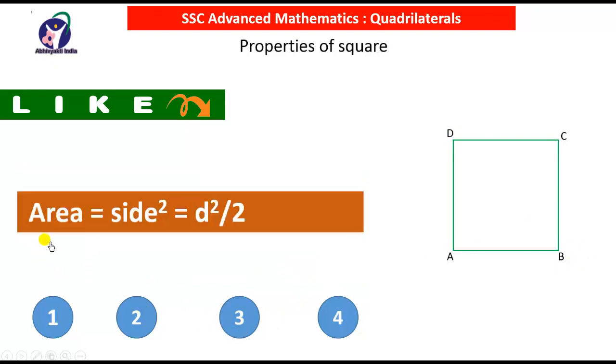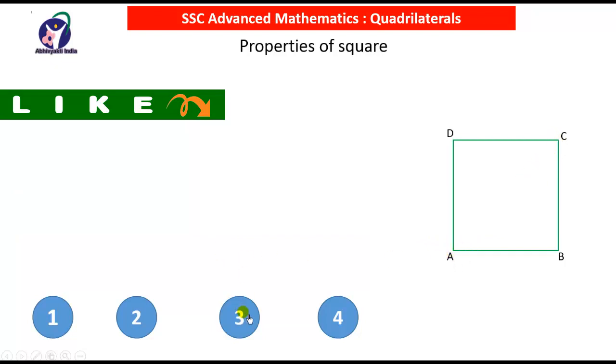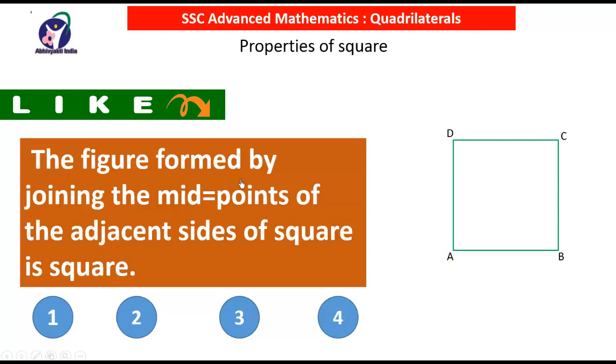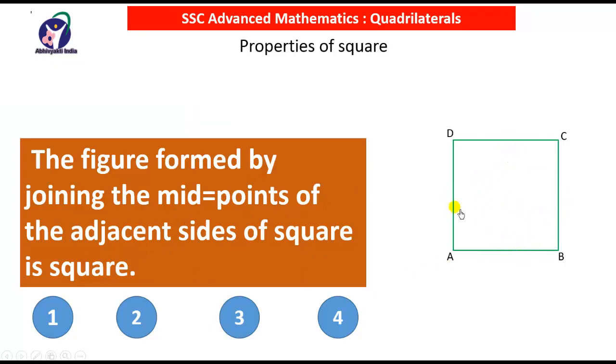The third property is that area of the square is equal to side square, or it is d square by 2, d being the diagonal. The fourth property is that the figure formed by joining the midpoints of the adjacent sides of a square is a square. If you join the midpoints of the adjacent sides, then the figure formed will be always a square.